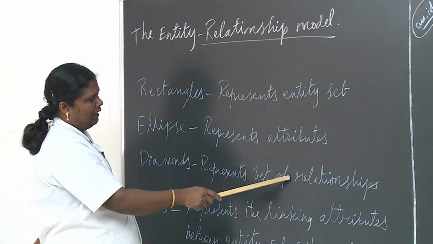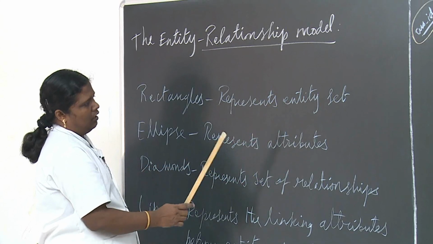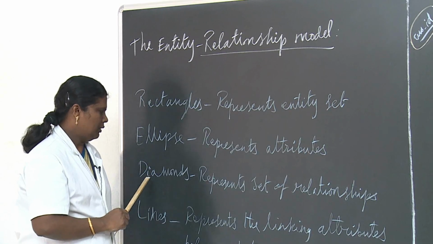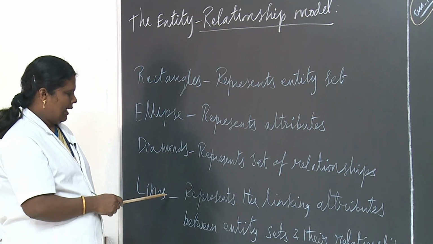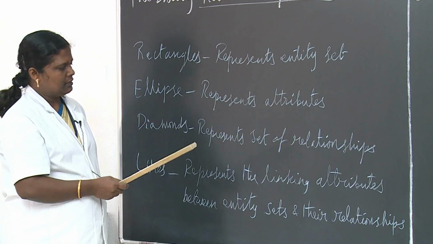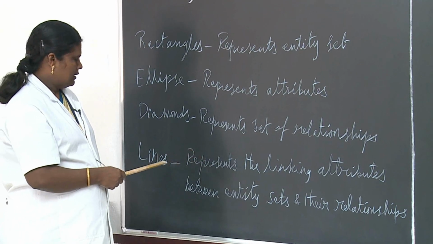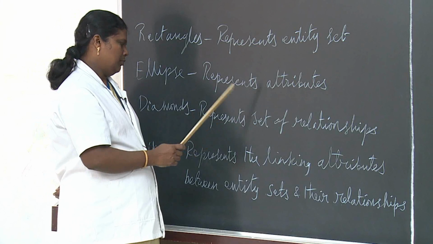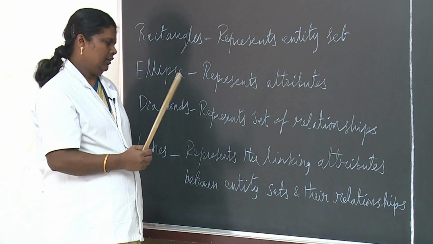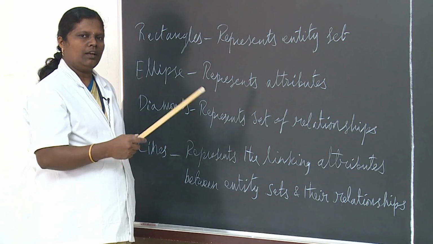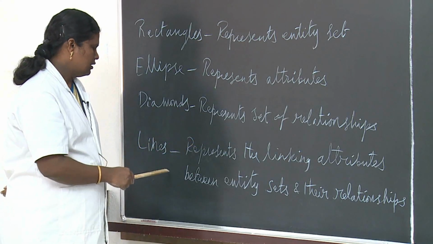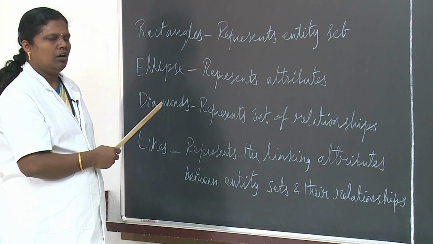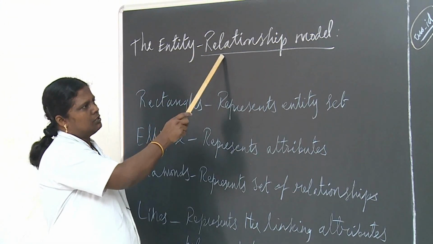Then the set of relationships among the entity sets: a diamond symbol is used to represent the relationship between two entities. The same way, a line is used to connect both the entities and the relationship. For example, a line is used to connect one entity set to its relationship symbol like a diamond, and from the diamond symbol again from the relationship to another entity. That is the purpose of these lines. It is also known as a connector. So these are the most commonly used symbols to describe the entity relationship model.